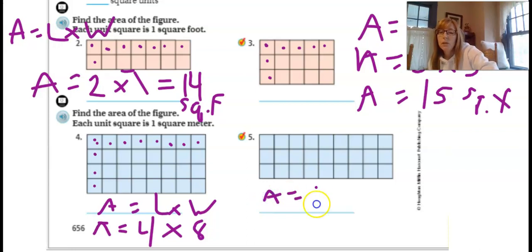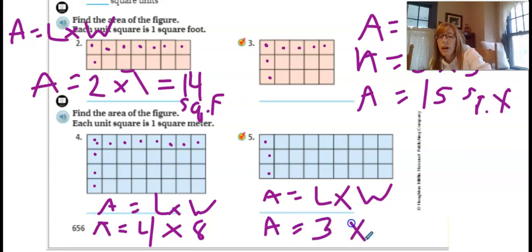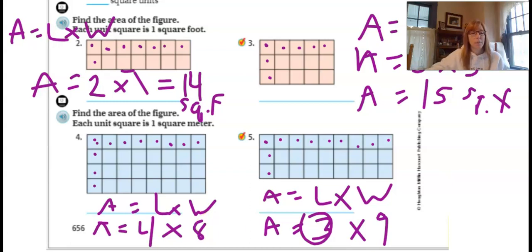So we're going to write our formula. Area equals length times width. It's really important to continue to write the formula so you never forget it. How many are in each group? 1, 2, 3. So area equals 3 times 1, 2, 3, 4, 5, 6, 7, 8, 9. 3 times 9, it's the nines trick. So it's always 1 less than the number that you're multiplying it by. So that would be a 2. And 2 plus what equals 9? 27 is correct. Nice job.